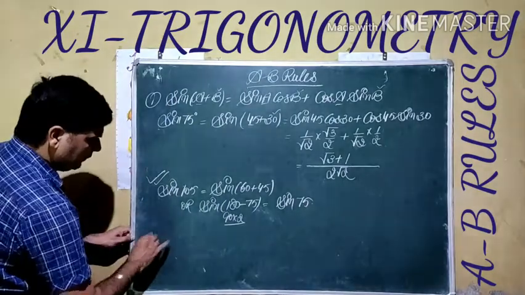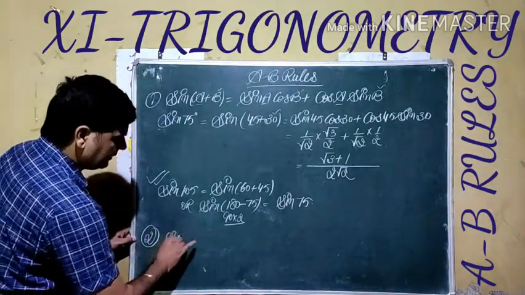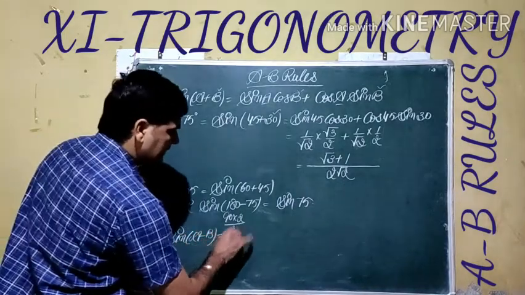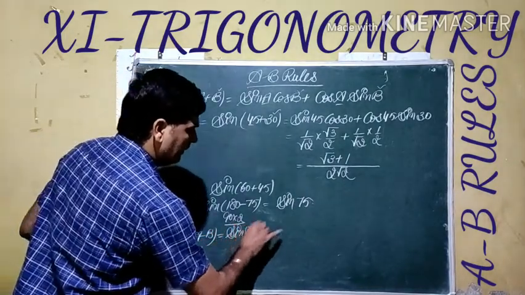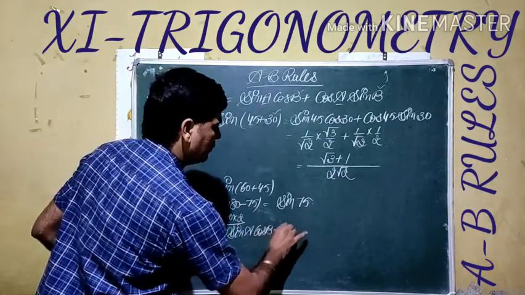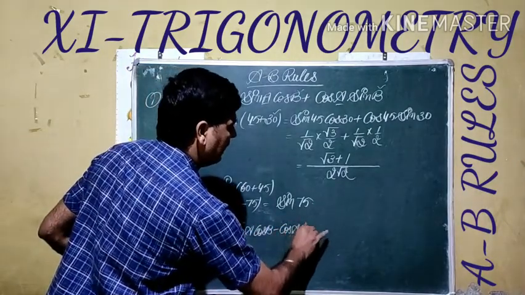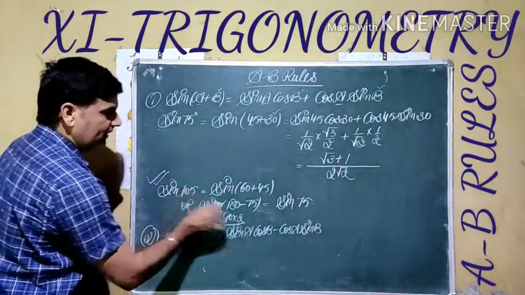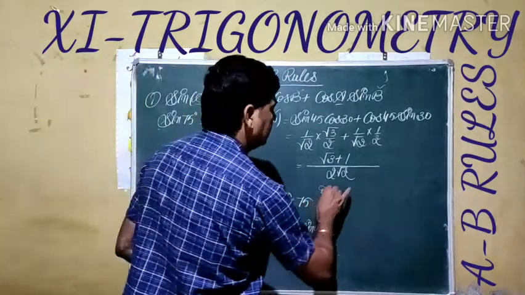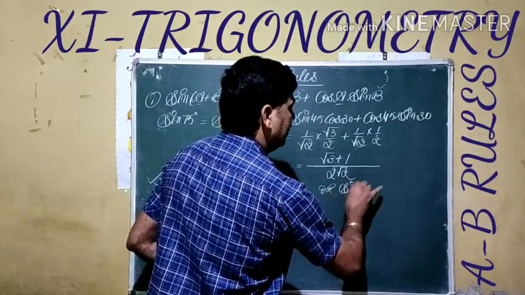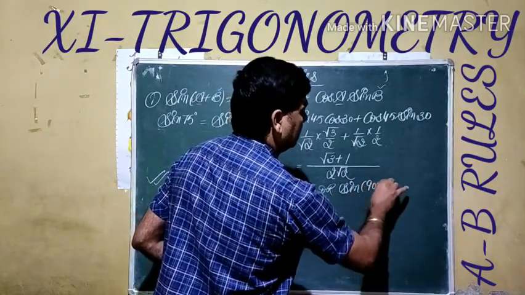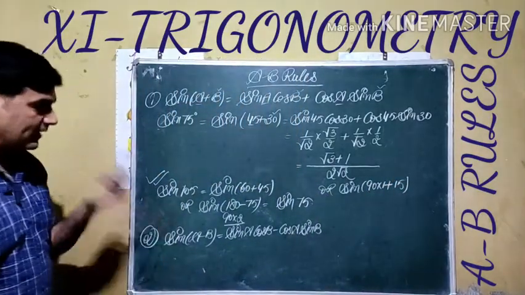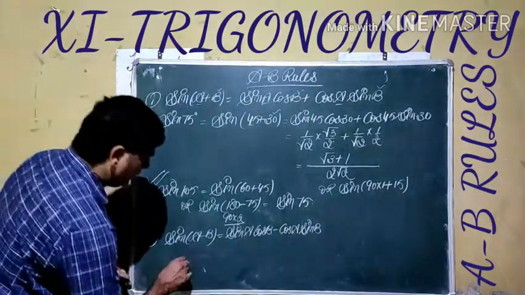Now we are going to continue with the second rule. It is given by sine of A minus B. It is given by sine A cos B minus cos A sine B. How can we use this? If you see here, we have written 105 like this. We can also write it like sine of 90 multiplied by 1 plus 15. In this case, the conversion is different, and we cannot apply this rule.